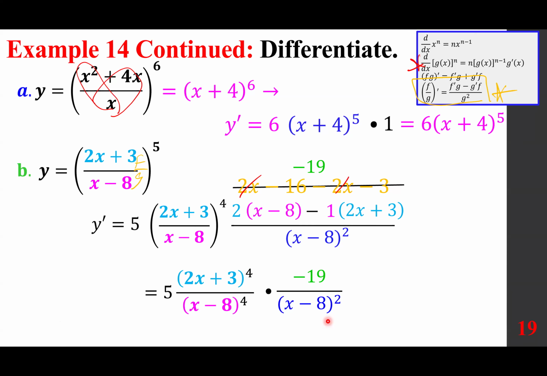So the denominator first is (x minus 8) to the power of 4 plus 2. And the numerator is 5 times negative 19, which is negative 95, times (2x plus 3) to the power of 4. So it's very simple, everybody.